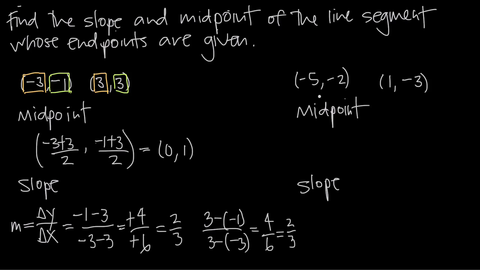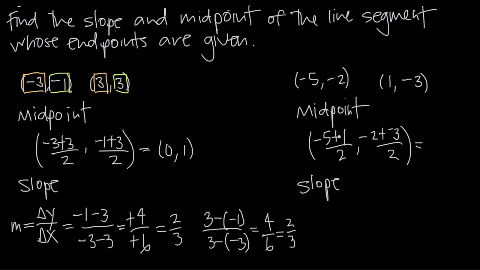Let's do this quickly with another example just to reinforce what we've learned. If we want to find the midpoint of this line segment, we have both endpoints of the line segment. What we want to do is, for the midpoint, add the x values together and then divide by 2. So we're going to get -5 plus 1, and we're going to divide that sum by 2. And for the y value, -2 plus -3 divided by 2.